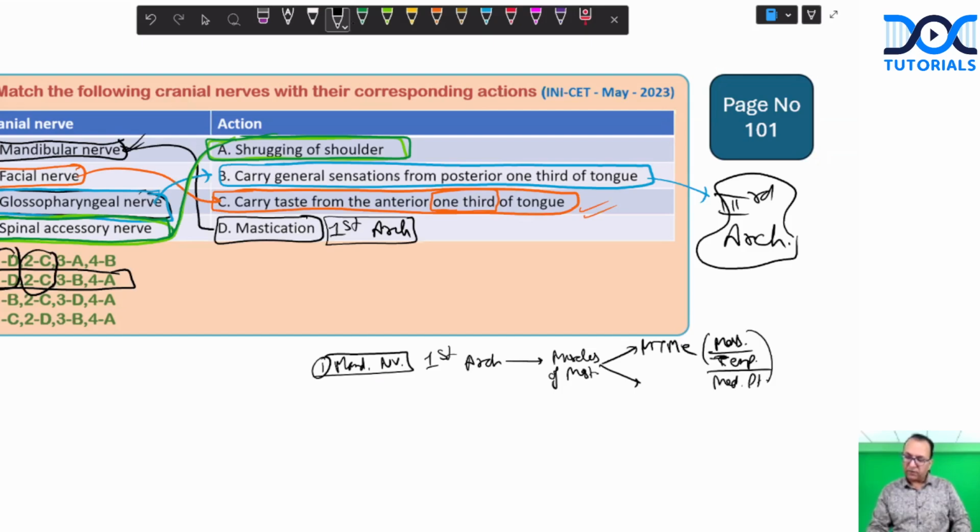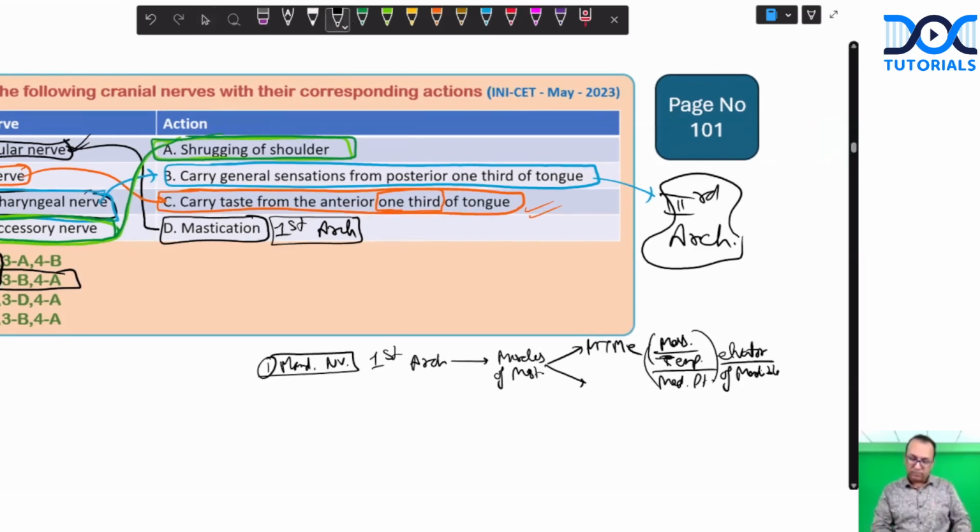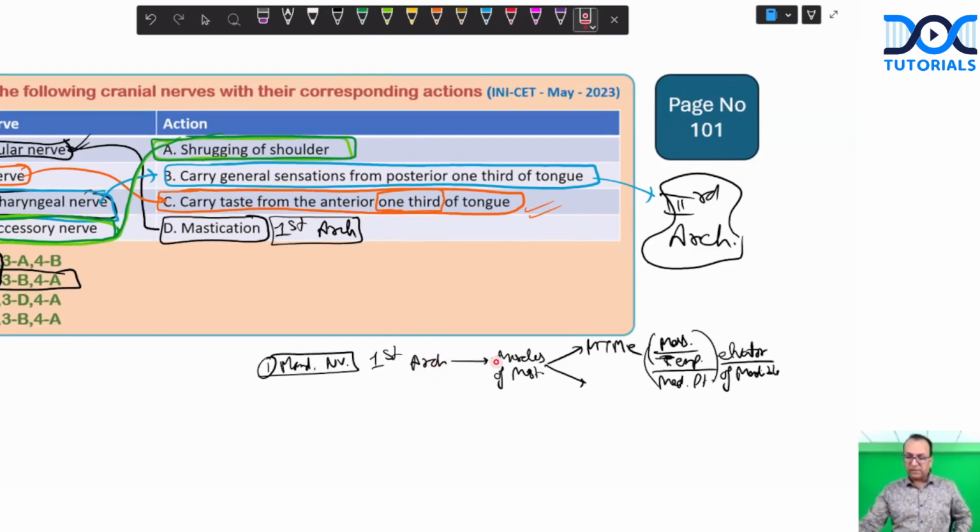They are elevators of the mandible, and they will be closing the mouth, because when you elevate the mandible, you close the mouth. So you're telling mandibular nerve, which is the nerve of first arch, will be supplying muscles of mastication, because muscles of mastication develop in first arch. So what are the muscles of mastication? I'm telling you MTM elevators, the masseter, temporalis, medial pterygoid, and they are elevators of mandible. As they elevate the mandible, they'll close the mouth. So then we'll open the mouth. So these are the muscles which will close mouth.